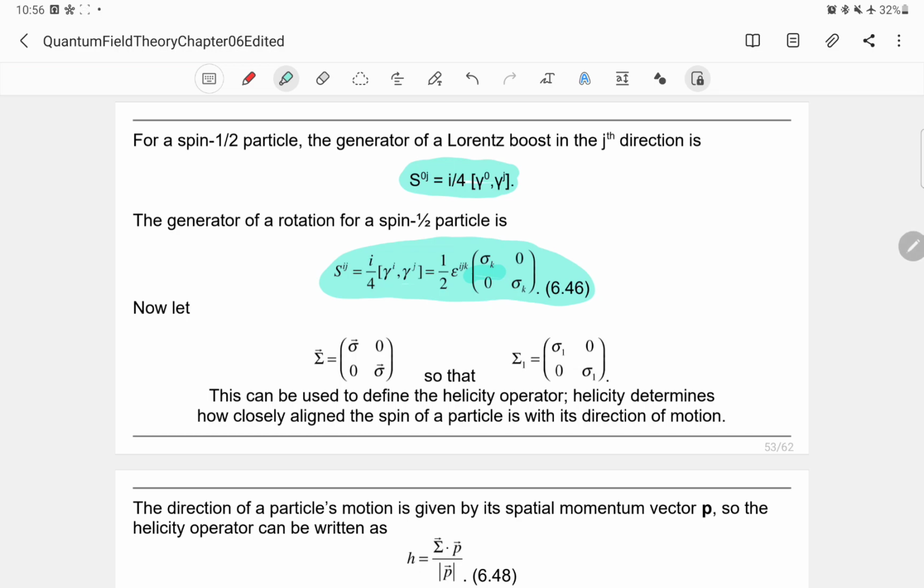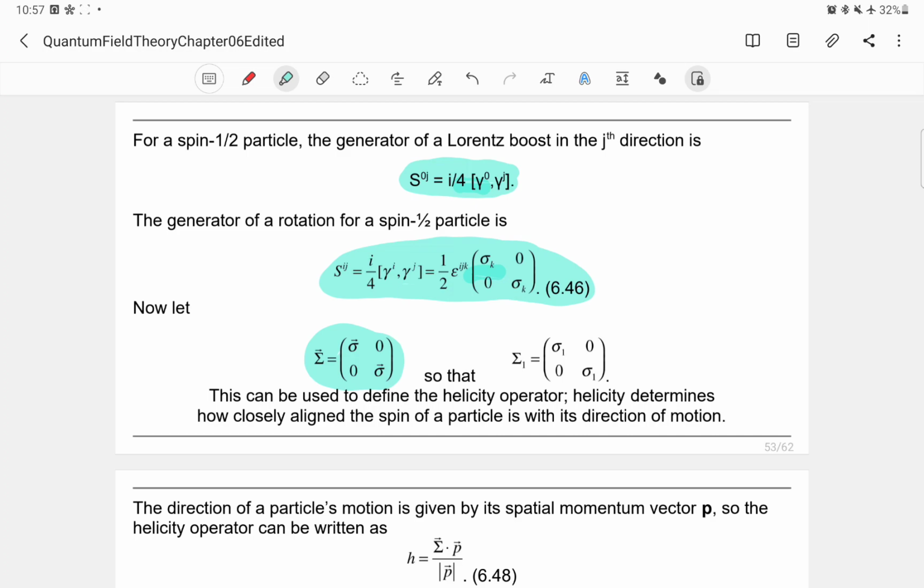That is if you would use the definitions of the gamma earlier. Now we let sigma be that matrix, which is given by this one, in vector form. So that can be used to define the helicity operator, which is just how closely it is aligned with the spin of a particle to the direction of motion.